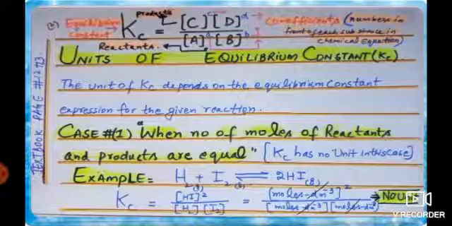Like they have given an example, when 1 mole of hydrogen reacts with 1 mole of iodine, it results in the formation of 2 moles of hydrogen iodide. As on the reactant side, hydrogen has 1 mole and iodine has 1 mole, so the total number of moles on the reactant side is 2, while on the product side it is also 2. So when the number of moles of reactants and products are equal, there will be no unit.